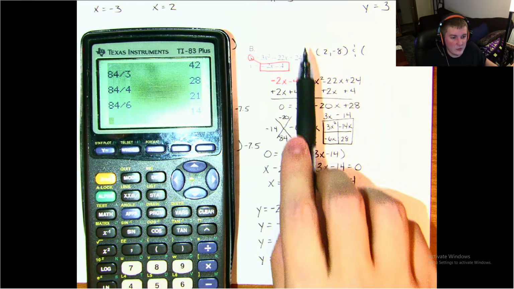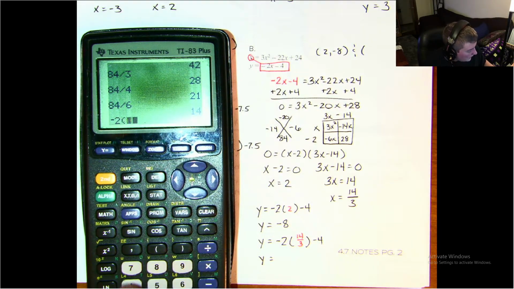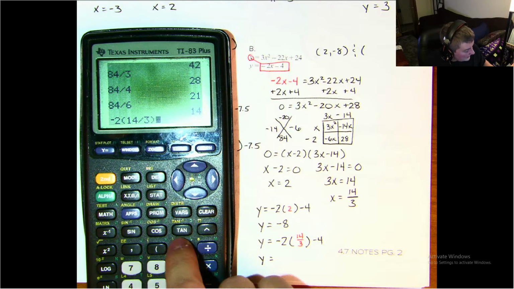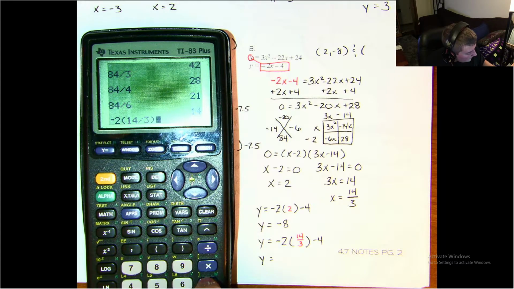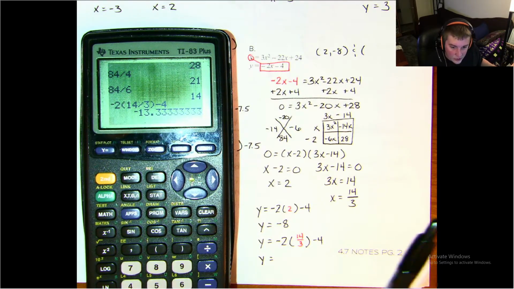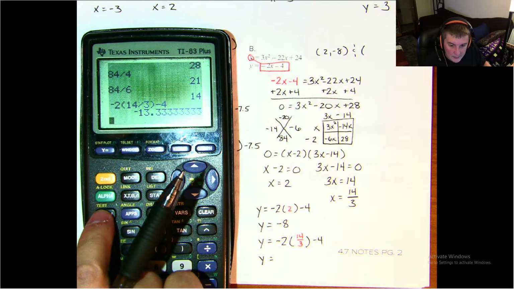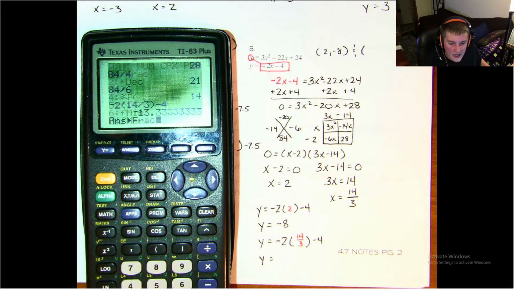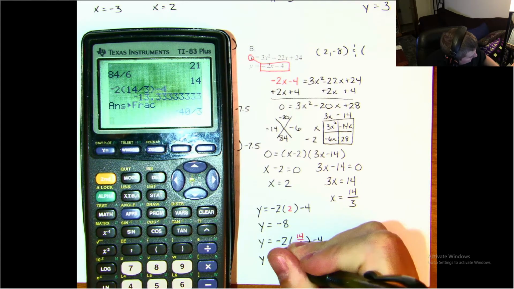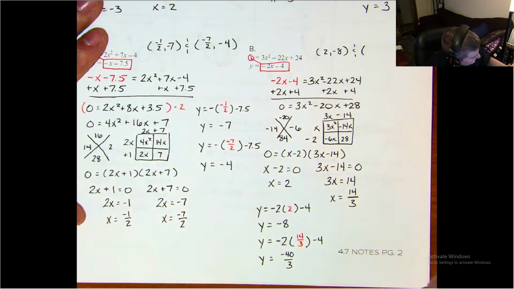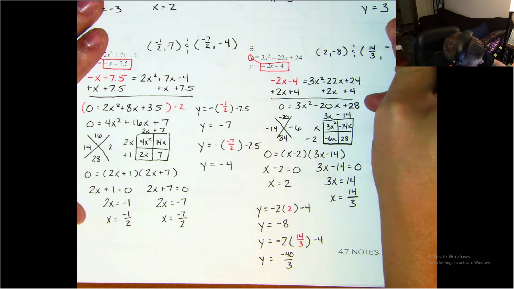It's about finding where this curve and this line cross algebraically. So here I am going to multiply 2 times 14 thirds, and then I'm going to subtract 4. And as you can see, it gives me a weird decimal. I want the fraction equivalent, so you can hit math, and then the first option, frac, will convert that into negative 40 thirds. So the other one is going to cross at 14 over 3, comma, negative 40 over 3.